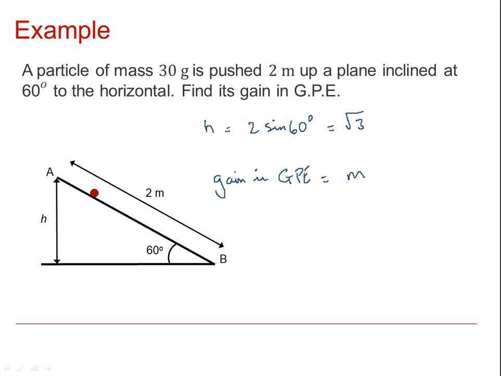Therefore the gain in gravitational potential energy, mgh, is equal to the mass, 30 grams, which is 0.03 kilograms, g is 9.8, and h is root 3. And that to three significant figures is 0.509, with units joules.